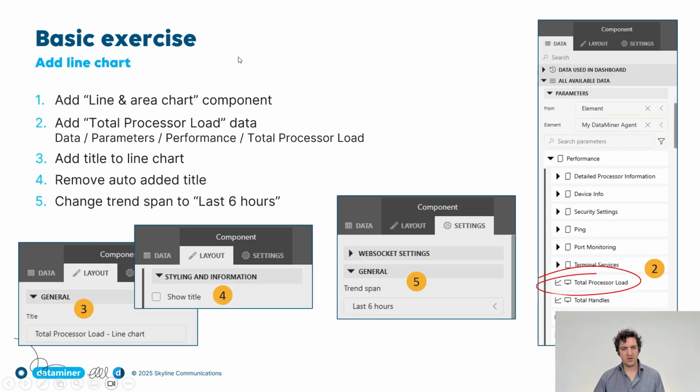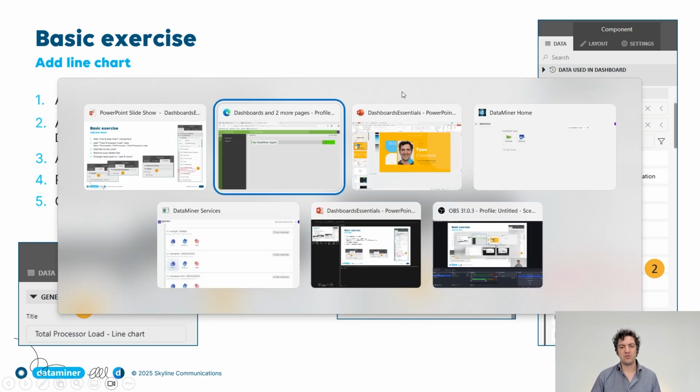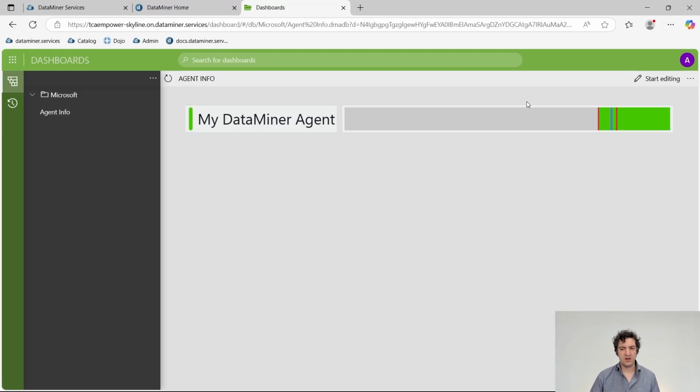On to the next one, we will add a line chart. So here, a bit more steps because we actually want to choose a specific parameter here rather than a full element. So I'll walk you through how to find that parameter. That's the most important part. The line and area chart component is another visualization, which you should be able to find quite easily. So here I will show the total processor load of my element. I will add a title. I will remove the automatically added title, and then we can also change the trend time span. So let's do that.